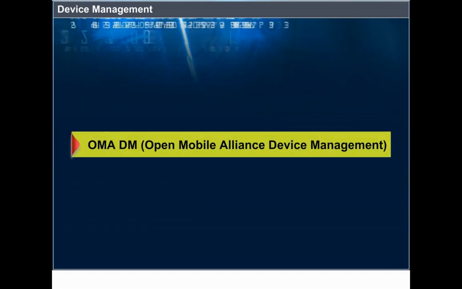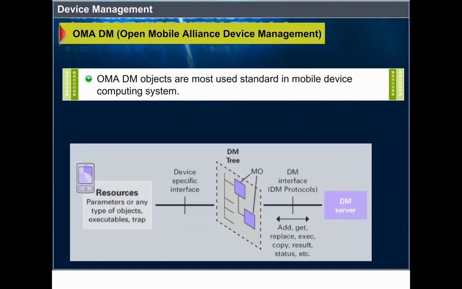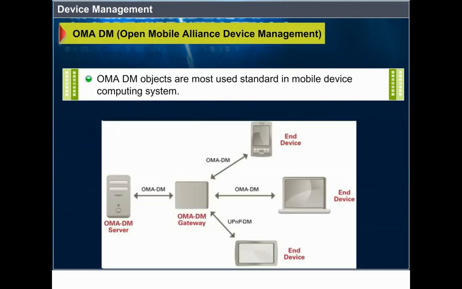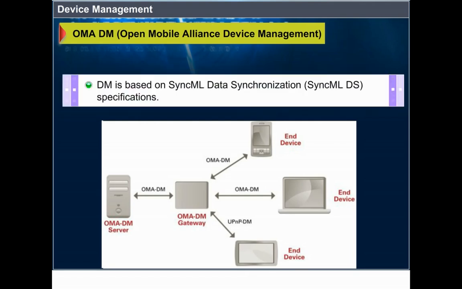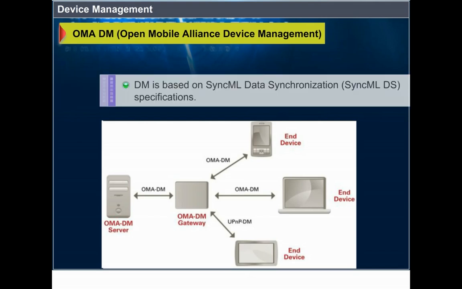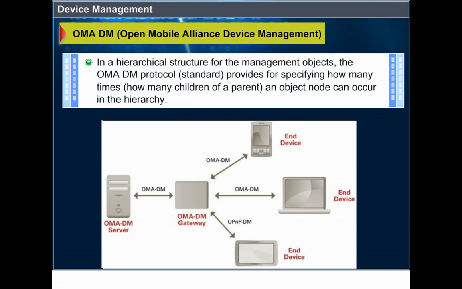OMA DM, Open Mobile Alliance Device Management. OMA DM objects are the most used standard in mobile device computing systems. DM defines a description framework and has a hierarchical structure in which there is a management object tree. DM is based on SyncML Data Synchronization, SyncML DS, specifications. In a hierarchical structure for the management objects, the OMA DM protocol standard provides for specifying how many times, how many children of a parent, an object node can occur in the hierarchy.